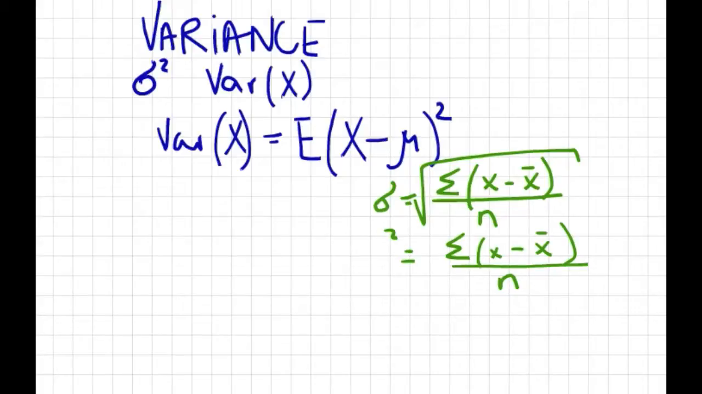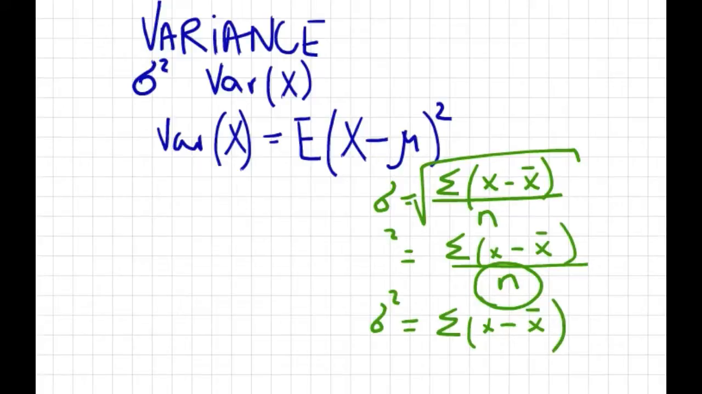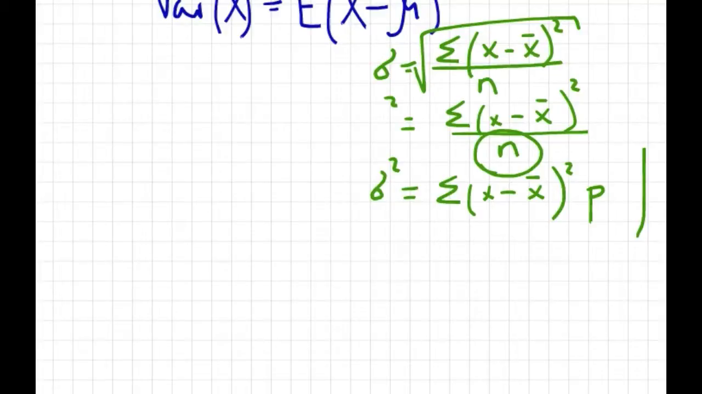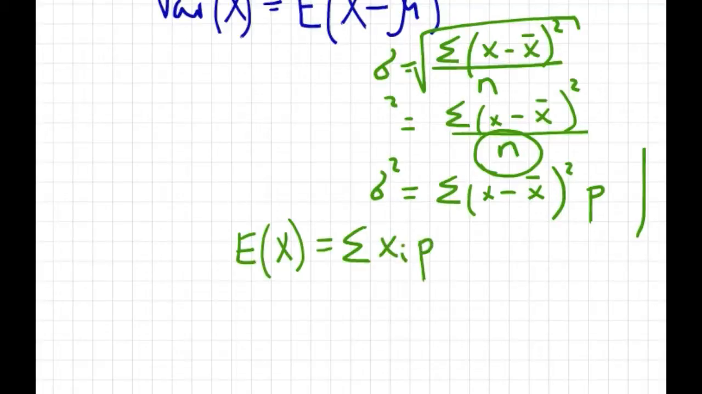What we realized is that instead of dividing by the total number of frequencies, we could multiply with probability. So we could actually say that we find the sum of x minus the mean squared. Oh, the square should be here from the very beginning. Multiplied with the probability. Now if we think about this, we have the expected values defined as a sum of x values multiplied with the probabilities. And actually that is exactly what we have here.